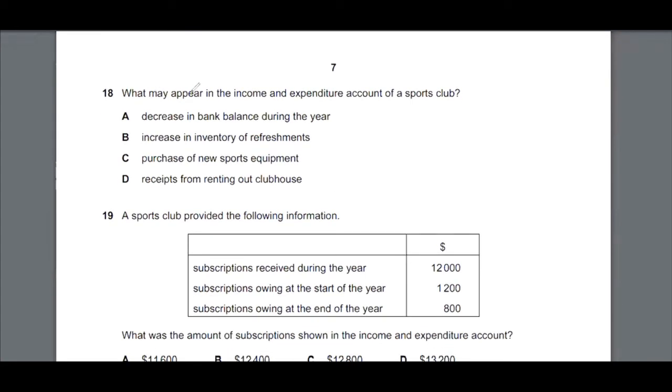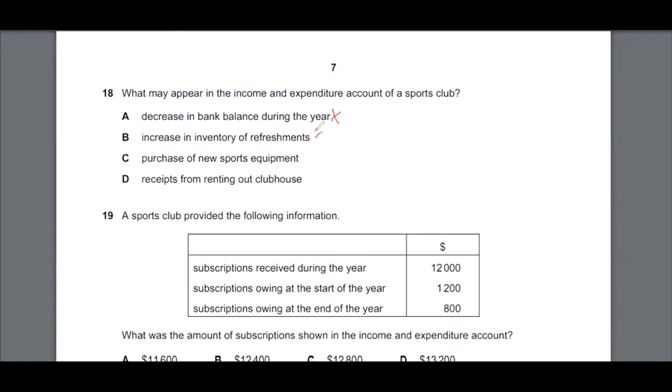Multiple choice 18, what may appear in the income and expenditure account of a sports club, right? So what would a decrease in, so no, this is not an income and expenditure item. This is a cash flow or a balance sheet item, basically, if we are talking in normal terms, not club accounting. Club accounting has a different term for that.